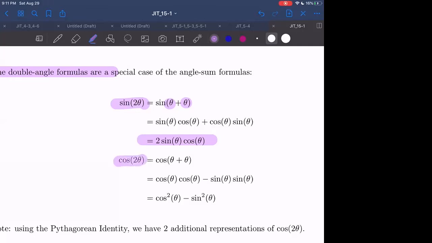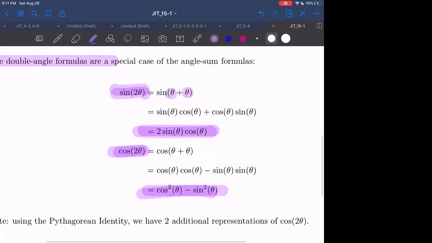We also have our double angle formula for cosine, which would be cosine squared theta minus sine squared theta. All right, and you don't necessarily need to know how to derive these, although it's directly from the angle sum formula, but you do need to know the double angle formulas themselves.